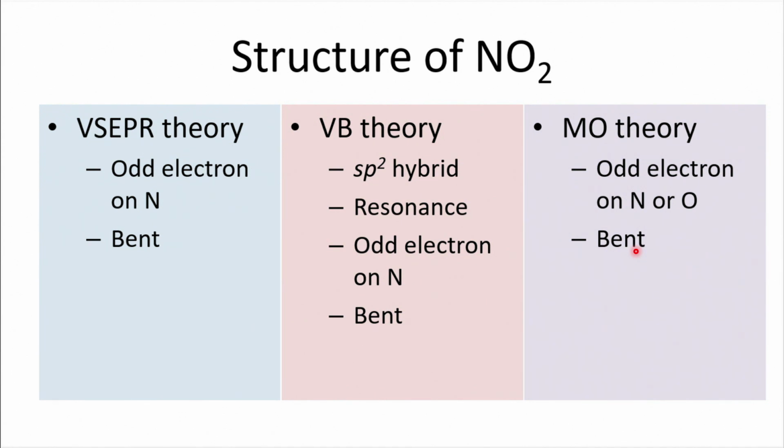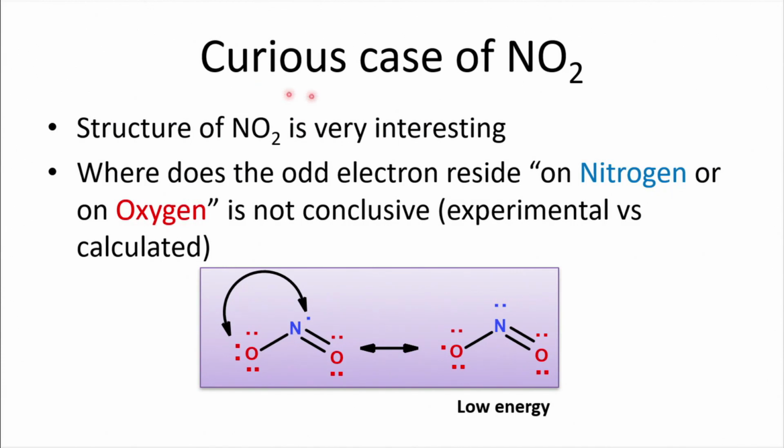Can we say precisely what the actual structure of NO2 is? This is actually a curious case. As we have seen in the comparison of the three theories, the VSEPR theory, VB theory and MO theory, the structure of NO2 is quite interesting, and of course all three theories predict that NO2 has a bent structure, which is common amongst all the theories.